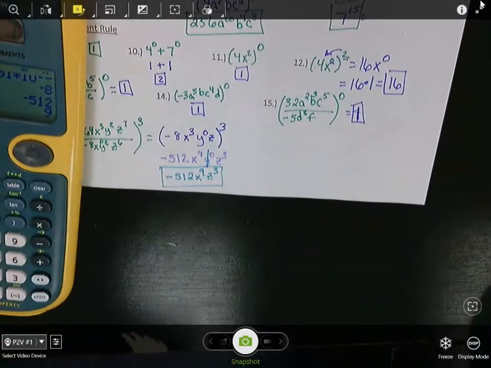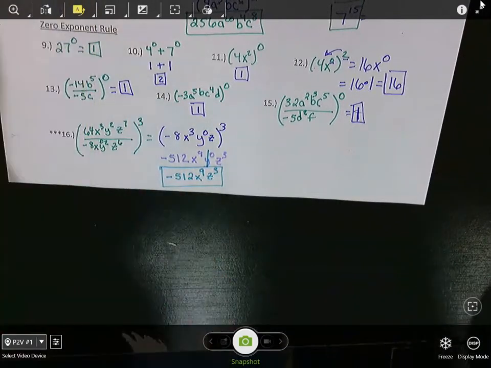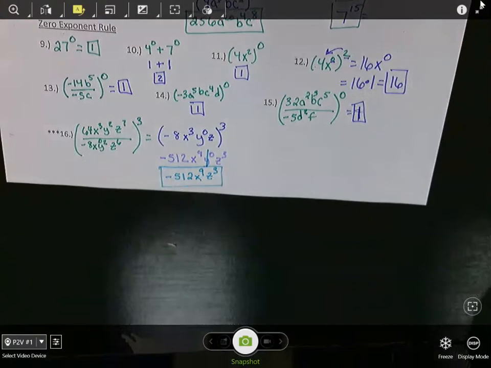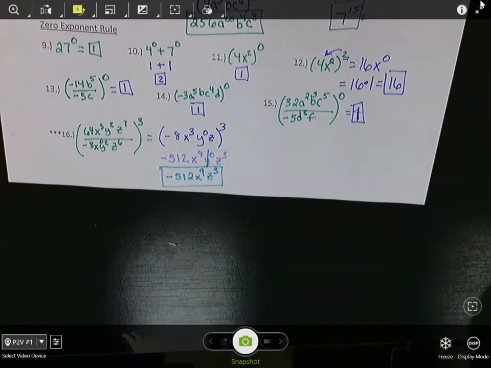Also, after everyone's finished with their quiz on Monday, we will start our notes on negative exponents. And then your test for negative exponents will be on Friday. And then your final will be the following week. I believe it's Wednesday of the last week of school. So Monday and Tuesday we'll be reviewing.